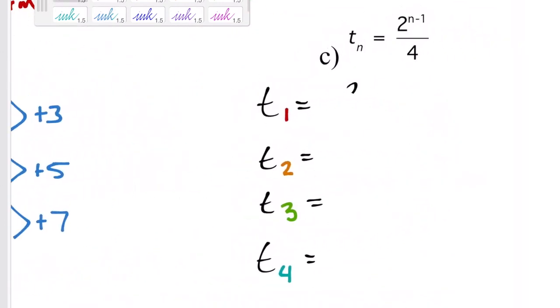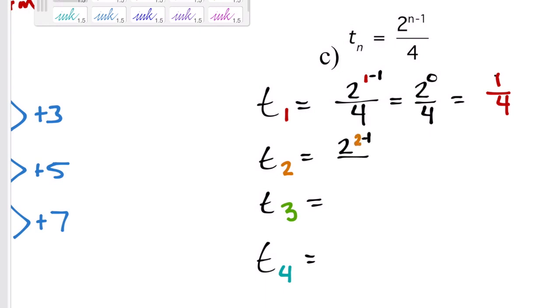So I'm plugging in 1 for the first, so I'll have 1 minus 1, so that'd be 2 to the 0 power. So 2 to the 0 power is just 1. So we've got 1 over 4 for that situation. Next one, we're plugging in 2. So 2 minus 1 would give me 2 to the first power. So 2 to the first power over 4 would give me a half when I simplify.